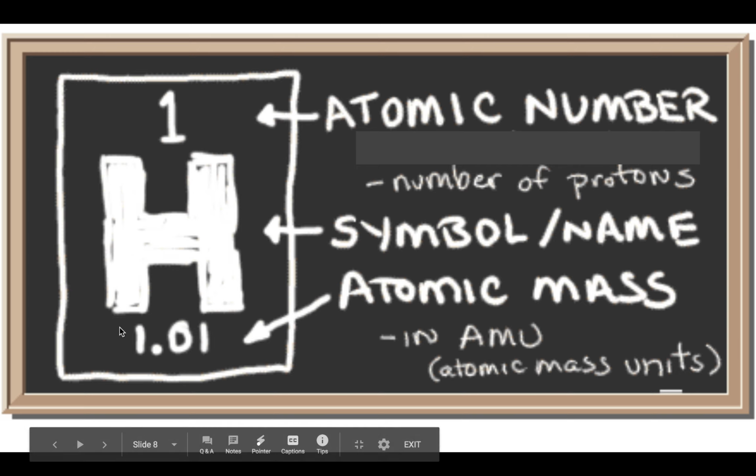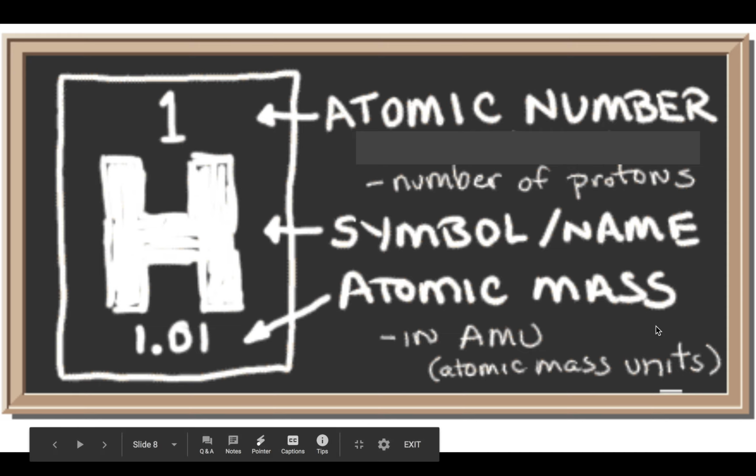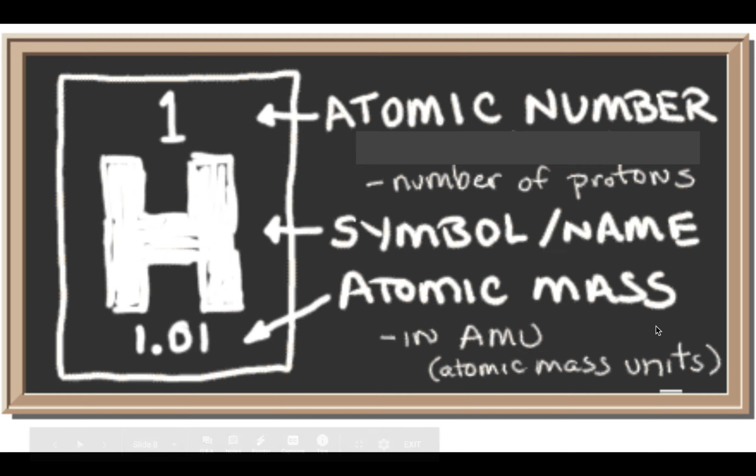Down here, this decimal, that's our atomic mass. And so that's how much it weighs. And it's in amu, which is just atomic mass units. We don't have to get into what that means. Just know there's an atomic mass unit, and the atomic mass will always be the decimal. So again, if you need to pause this, pause it so you can copy this down into your notebook. Otherwise, I will move on.